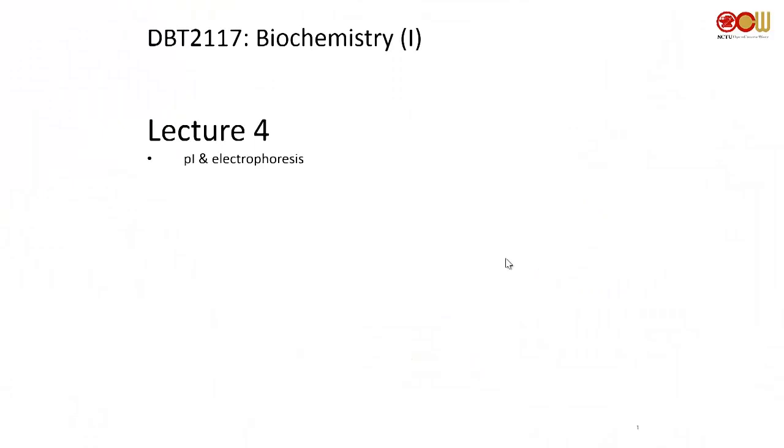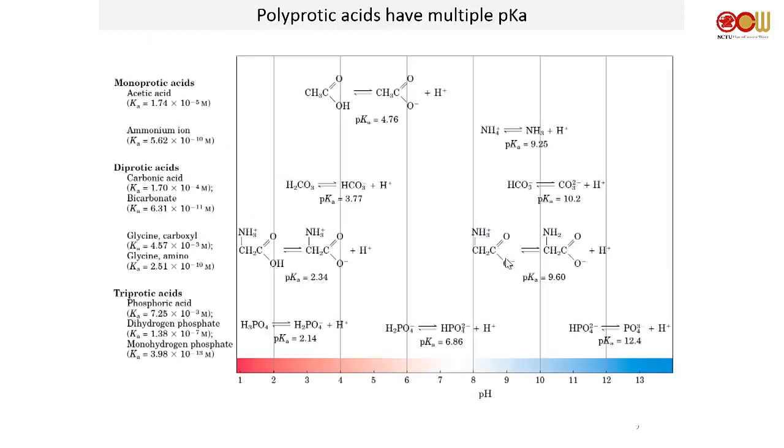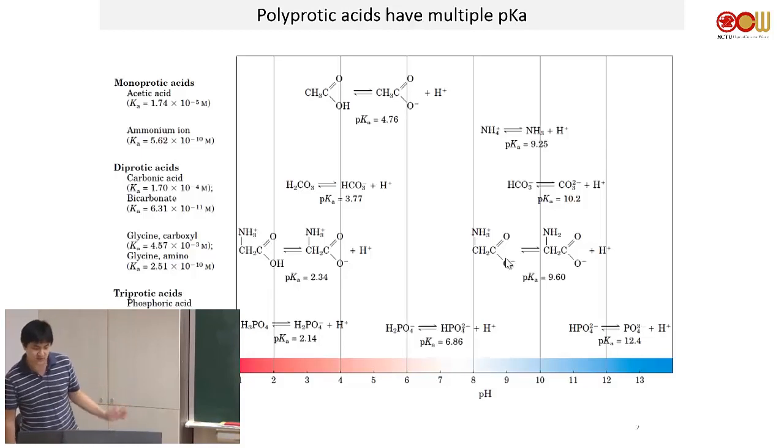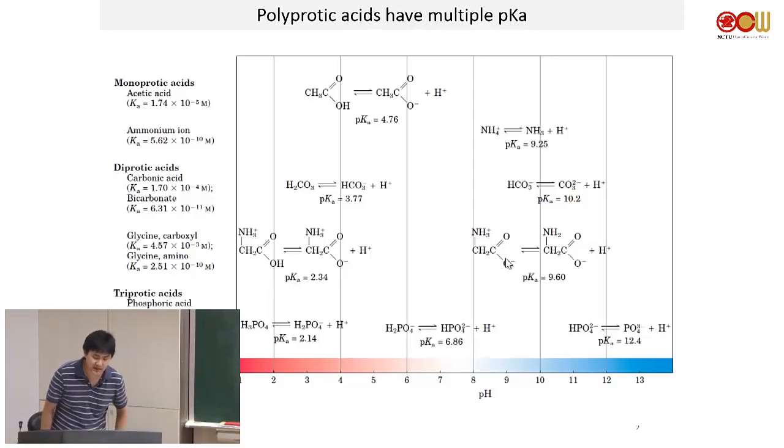All right, so today's focus will be on PI, this thing called PI, which is isoelectric point, and a little bit about electrophoresis, okay? So pick up from where we left off last week. This is sort of a thing about polyprotic acids, okay? Polyprotic acids essentially means that it's an acid that has multiple pKa, okay?